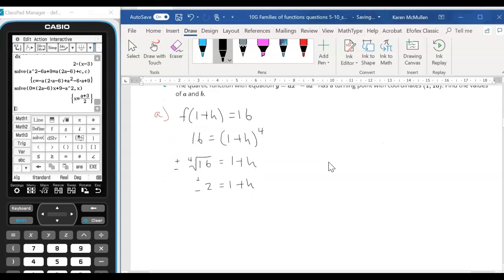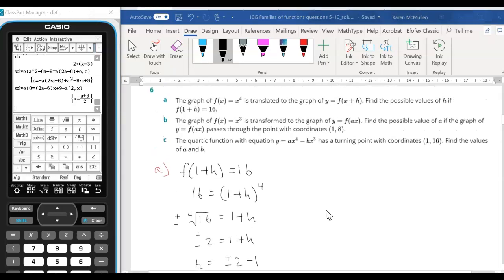I prefer to put the h on the left-hand side, so I'm just going to switch that over. All right, and then minus 1. So h can equal 2 minus 1 or negative 2 minus 1. So h is equal to 1 or negative 3.